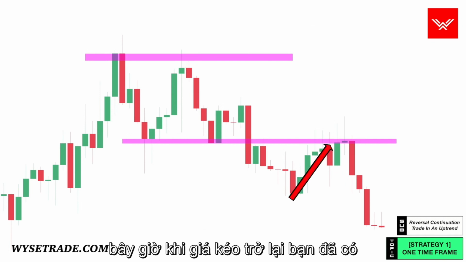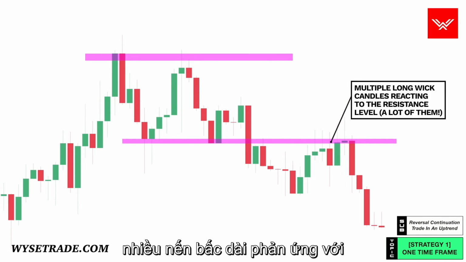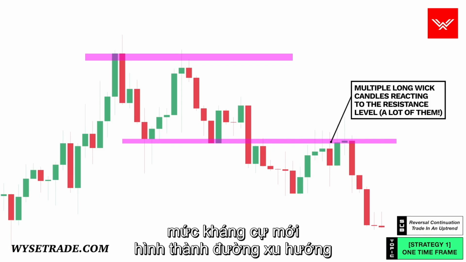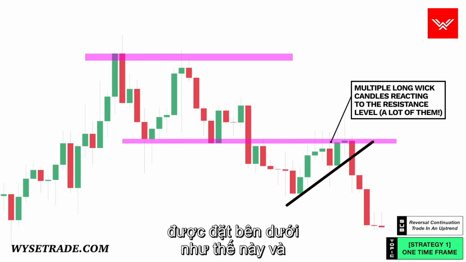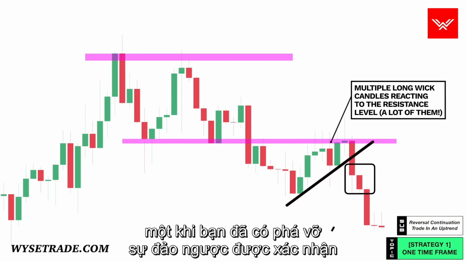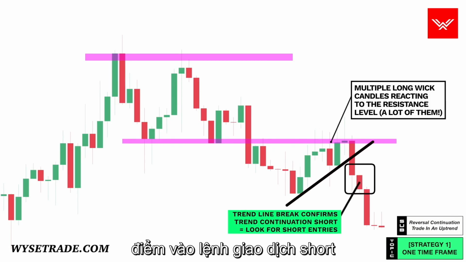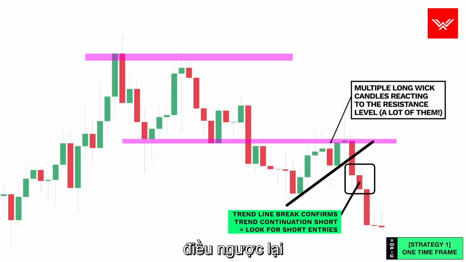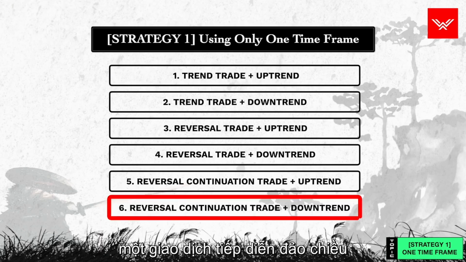Now as price pulled back, you had multiple long wick candles react to the new level of resistance that formed. Trend line placed below like this, and once you had your break, the reversal is confirmed, and you would then take a trade entry short. Now going in the opposite direction. A reversal continuation trade in a downtrend.